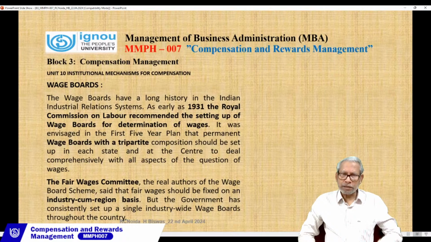Labor legislation also provides for setting up the wage board, which determines the wages. The wage board is basically tripartite, where the government is involved, the company is involved, and the law is also abided by. So all these things are involved. There is also the Fair Wages Committee. What are the wage board schemes? Then they are set up on an industry-cum-regional basis, constituted by the government, on a single-industry basis.